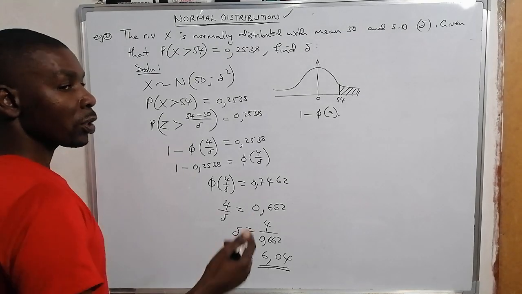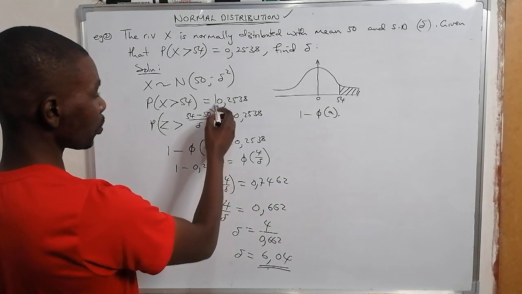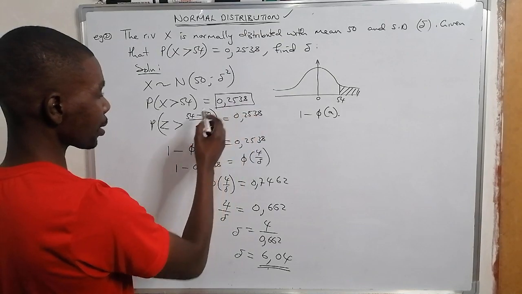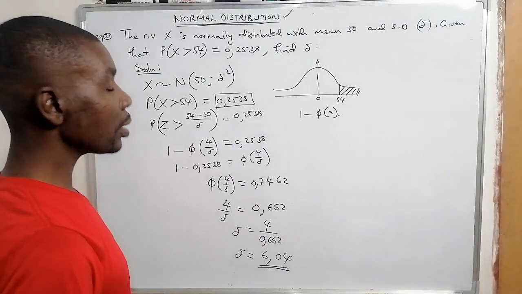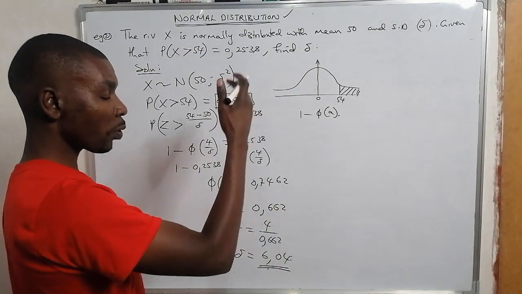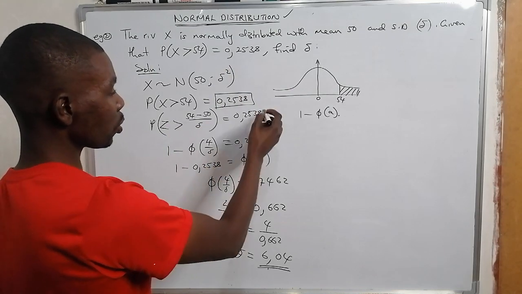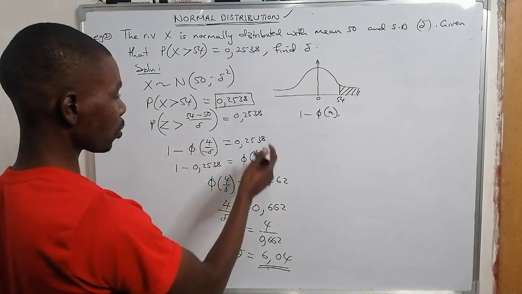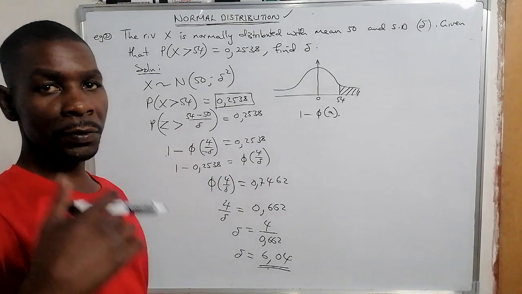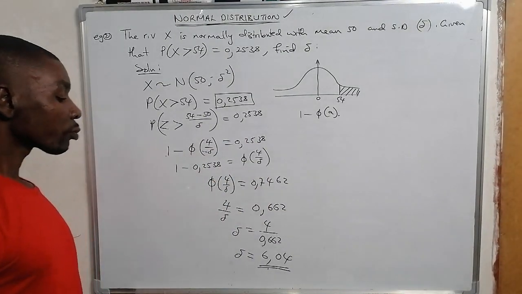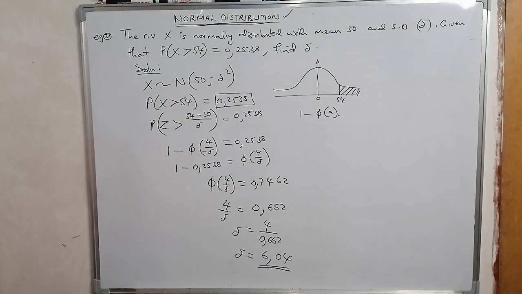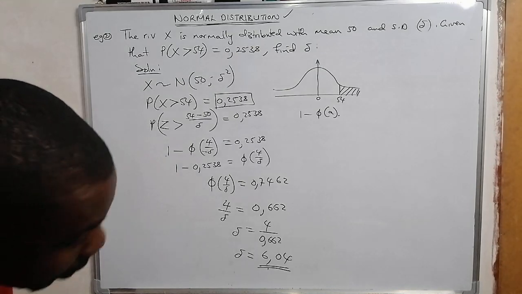Remember one thing, your tables start from 0.5, and this one is less than 0.5. So normally, if it is 0.49 or less, you use 1 minus, so that you get the answer which is 0.5 or more. So let's have our third example. Now we want to find both the mean and standard deviation at the same time.